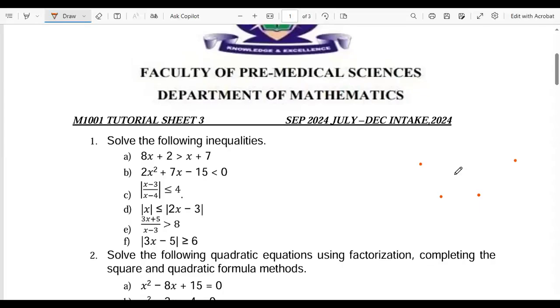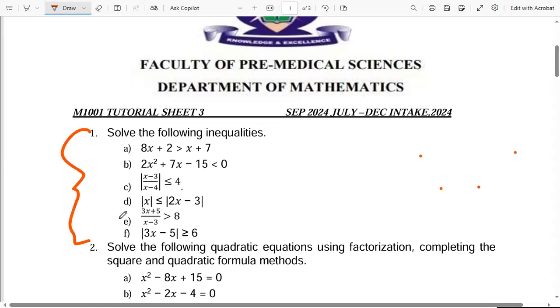Okay, so welcome guys to today's lesson. We continue solving tutorial sheet 3 in math. Last time we met, we were looking at question 1. We solved all these questions here.